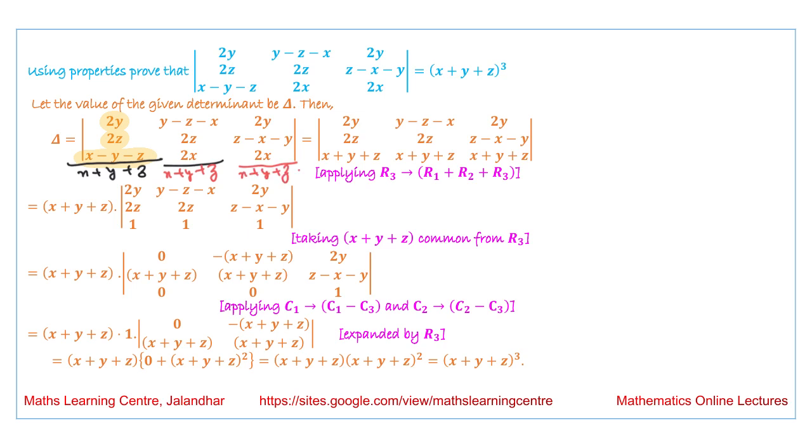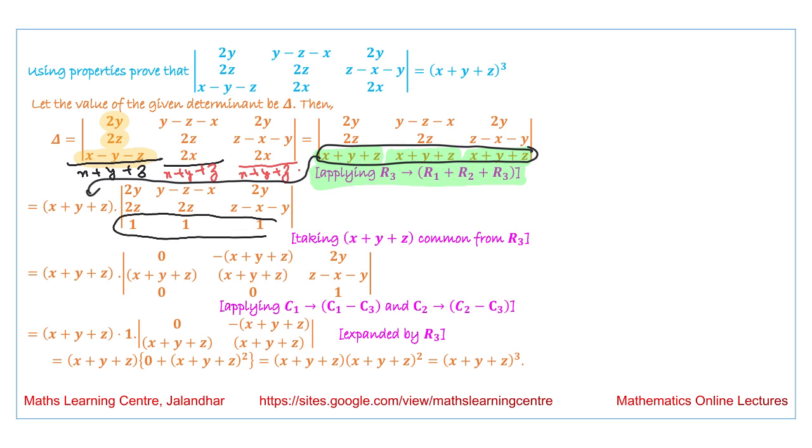So the operation we are performing over here is row 3 approaches row 1 plus row 2 plus row 3. So the elements of the last row are changing, and we have obtained x plus y plus z as the element in the last row. So we have taken this element x plus y plus z common from this last row, and we obtain over here all these three terms becoming 1, 1 and 1.